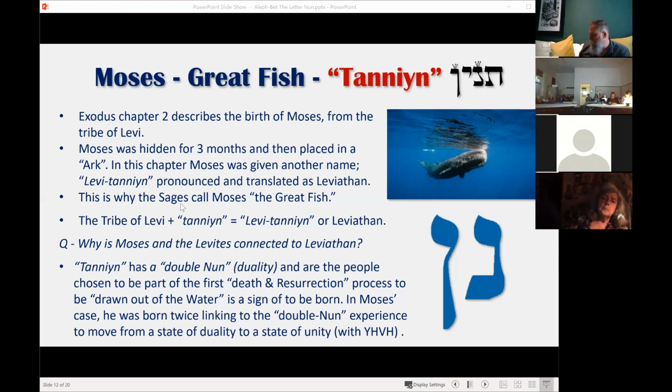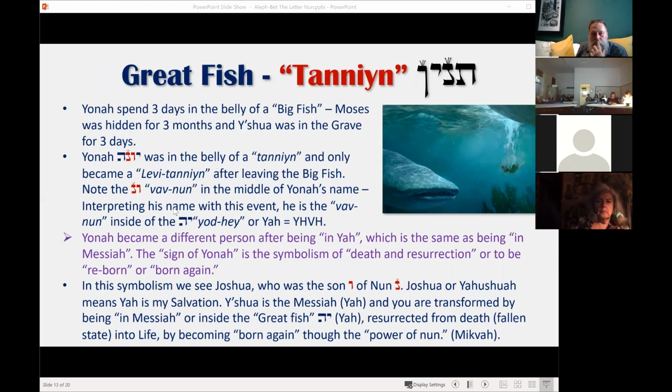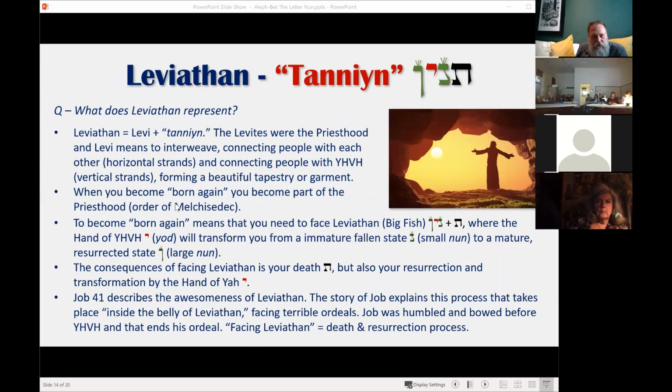Now, when you look at the meaning of a priest, the priest or Levi, the word Levi means to interweave. Now, when you want to weave a tapestry or a carpet, you have horizontal strands and vertical strands. Those horizontal strands connect you to other people. That's what the Levite had to do, is to link people together and to connect them to the vertical strands, which is connecting them to Yahweh.